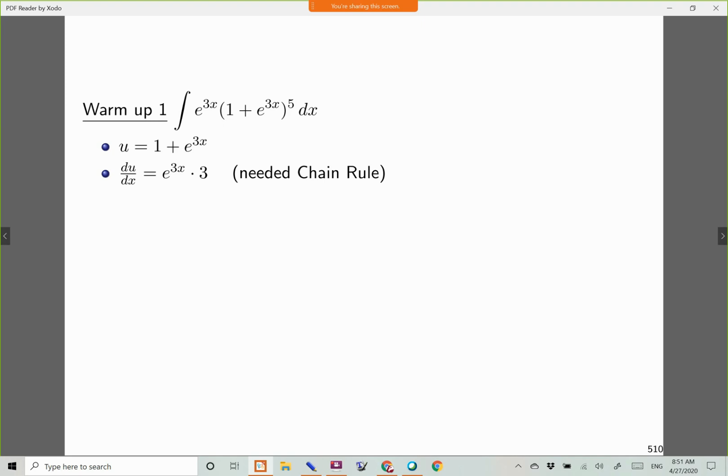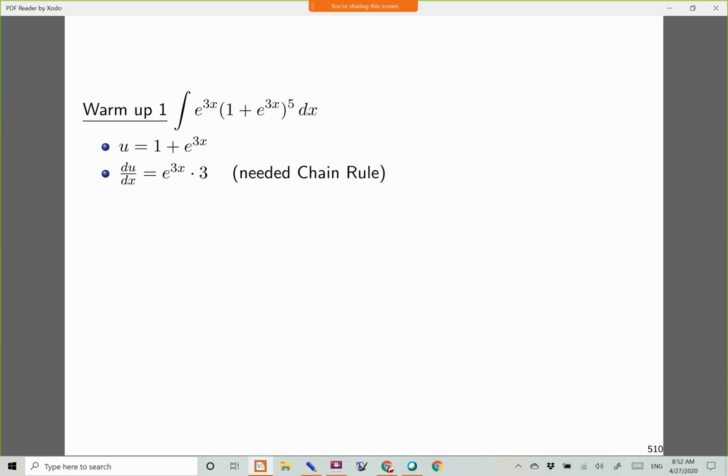How do you know what to pick for u? Generally speaking, you're looking somewhere else in the problem for the derivative. You're looking for, in this case, e to the 3x times 3. I don't see that times 3, but that's usually not a worry. That will usually push in front of the integral somehow anyway. But this e to the 3x, I see that elsewhere, right? Because if u is 1 plus e to the 3x, then elsewhere in the problem, this part to the left, that's where I'm seeing the derivative morally. There's this e to the 3x even if there's not the times 3. So this seems like it's going to be a good choice for u.